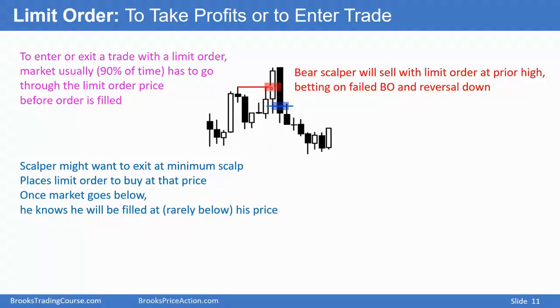The bear who sold at this high might be looking for a scalp. He'll place a limit order, the blue line, to get out at a scalp distance from his entry. He sold with a limit order, and he's looking to exit with a limit order. If the market falls below his limit order price, he'll get filled. If it simply falls exactly to his price, but not below, 90% of the time, he will not get filled. It usually has to go below his price to make sure his order is filled. If it does go below his price, he's guaranteed a fill.